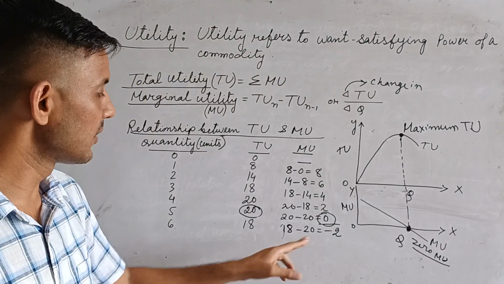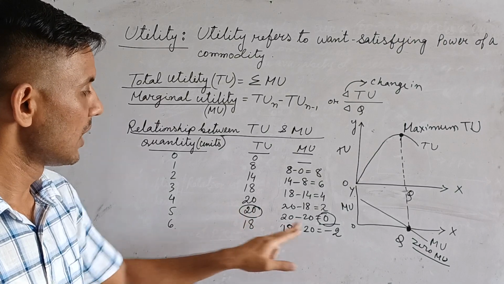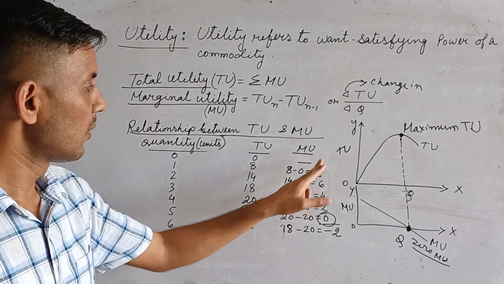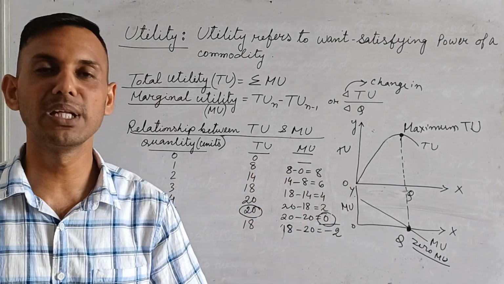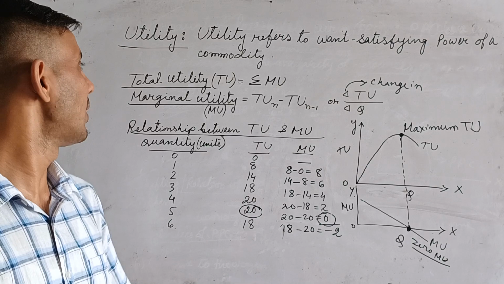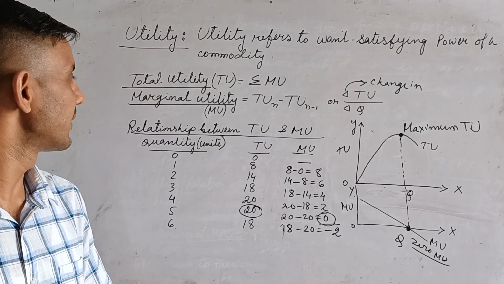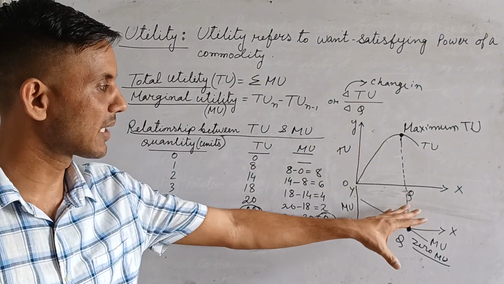Is it clear? Quickly you see the relation. When MU is 0, TU is maximum. When MU is negative, then TU starts to fall. When MU decreases, total utility increases at a diminishing rate. So this is all about utility, total utility, marginal utility, and the relationship between TU and MU. Okay, so this one is the diagram also.